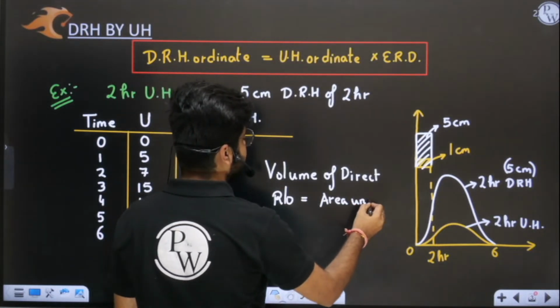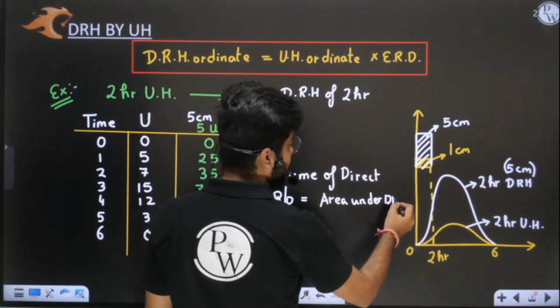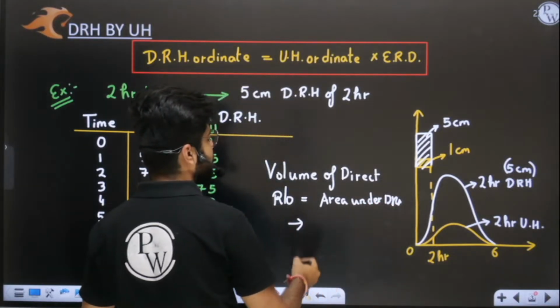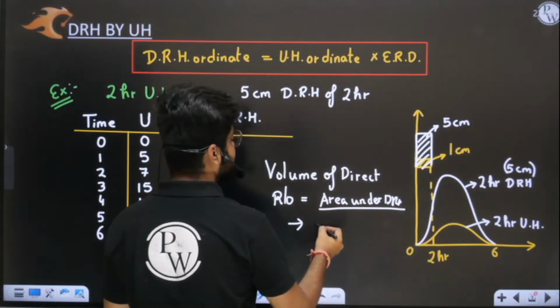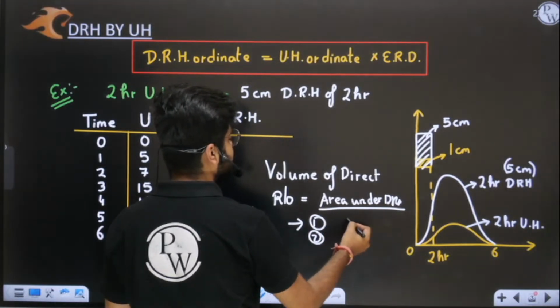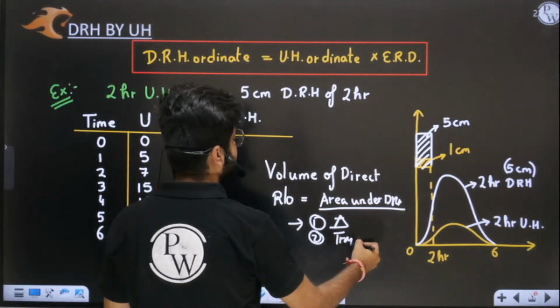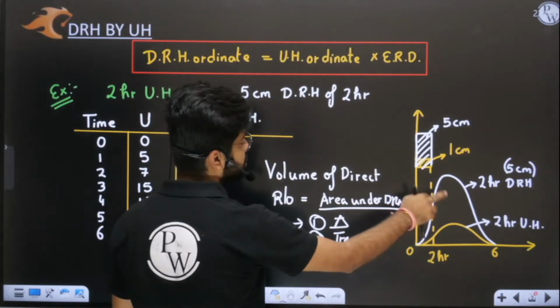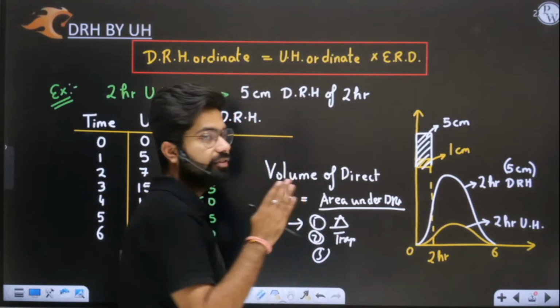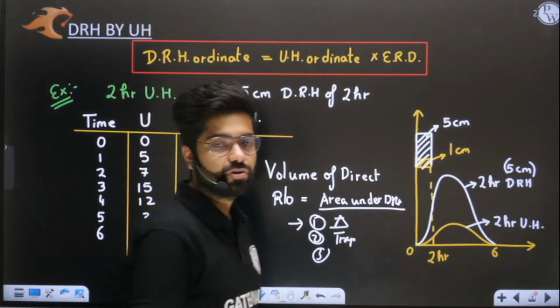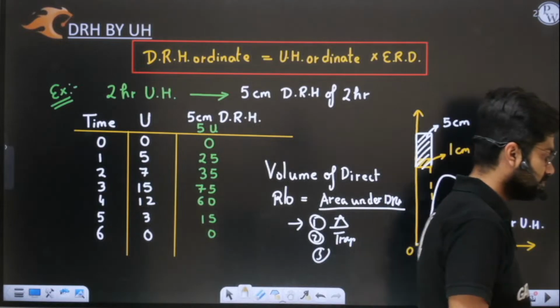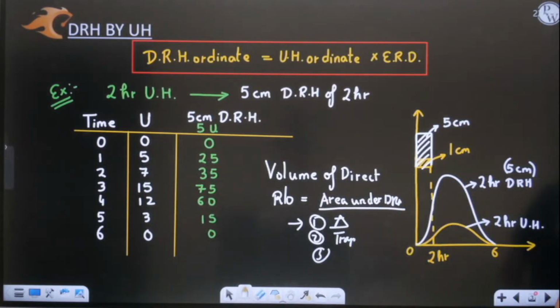You need to understand that in this area under the DRH, I have three kinds of DRH. Basically one DRH is triangular, the second one is trapezoidal, and the third one is a smooth curve, in which we divided the ordinates. Have I told you this thing or not? Yes or no?